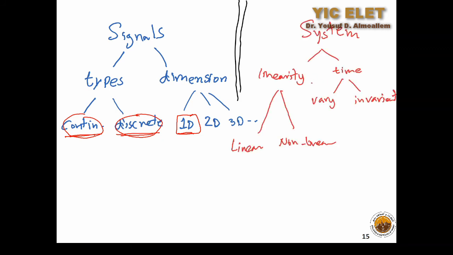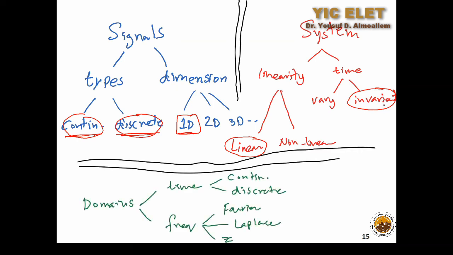If we move to the systems, we will categorize based on the linearity to linear systems and nonlinear systems. And if we talk about time, we will talk about time-varying or time-invariant systems. The focus will be again on linear time-invariant systems. Then if we talk about the domains, we have the time domain, frequency domain, and in the time domain we have the continuous and discrete, and for frequency we have the Fourier, Laplace, and Z transform. In fact, this slide summarizes the picture of the entire course.